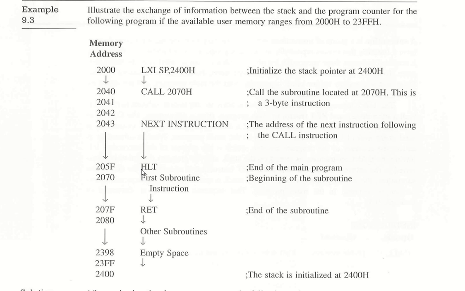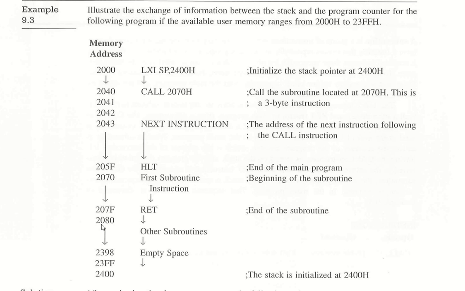But before that, we directly have jumped to where? We have jumped to 2070 because of this call instruction. Now that we have jumped to 2070, we have our first subroutine. So this will be the beginning of my subroutine. The instructions of the subroutine will get executed, and let's say my subroutine is ending at 207F. So there we have written RET. That would be the end of the subroutine.